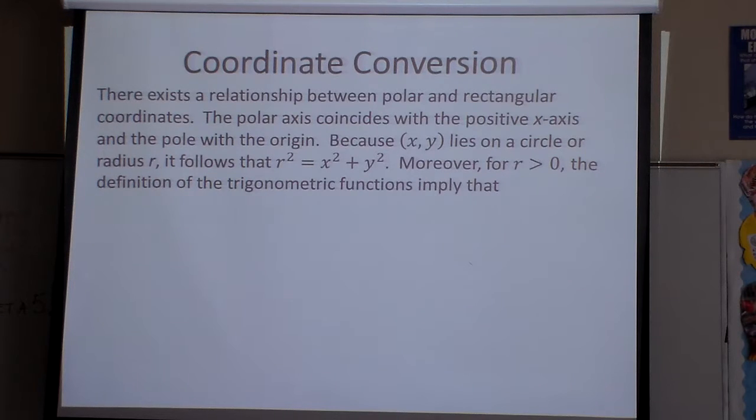Think of this here. There's a relationship between polar and rectangular ones, and the polar axis, remember, is exactly the same as the positive x-axis. We have a point at the origin, and we have a point (x, y) that lies on the circle. Remember, the formula for a circle is r squared, the radius squared, equals x squared plus y squared for every r that is greater than 0, basically meaning it's positive.